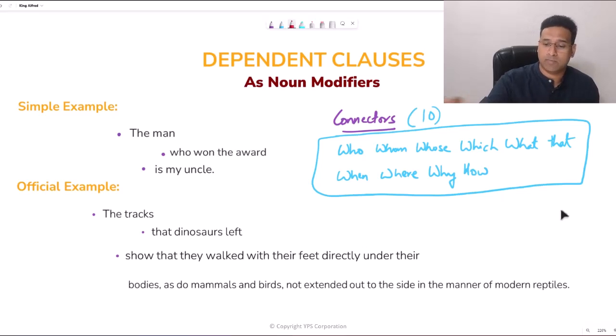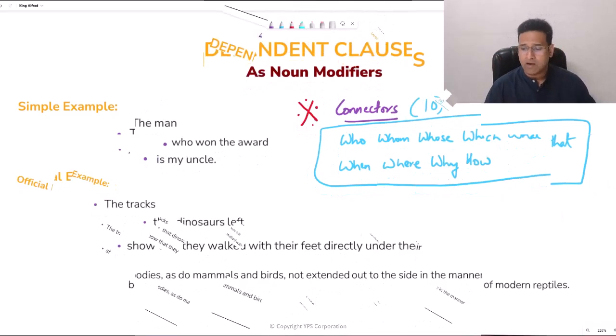All right, so I'm going to put an important sign over here. Please make it a point to memorize these. How do you do it? Well, just say them out loud. Say it with me once. Who, whom, whose, which, what, that, when, where, why, how. Say this 5 times and trust me, this is going to stick to your tongue like glue.